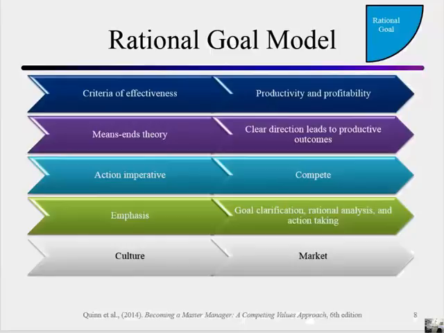Its emphasis is on goal clarification, rational decision making, rational understanding of the variables in the managerial environment, and taking action where necessary to respond to the managerial environment that you find yourself in. Its culture is the market, so the market dominates. The market and the messages that the market sends to managers about their products and services are highly valued in this model. Finally, we go to the open systems model, and its criteria of effectiveness is change and adaptability.